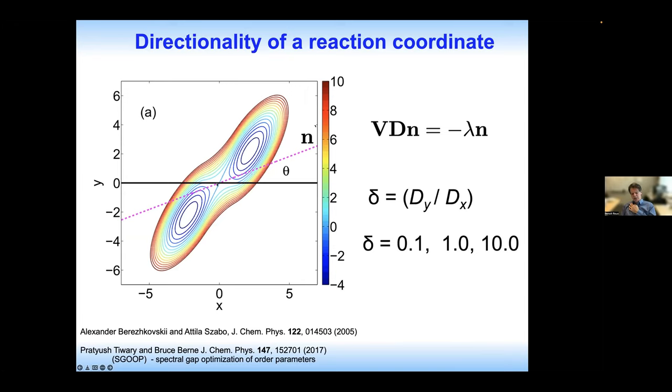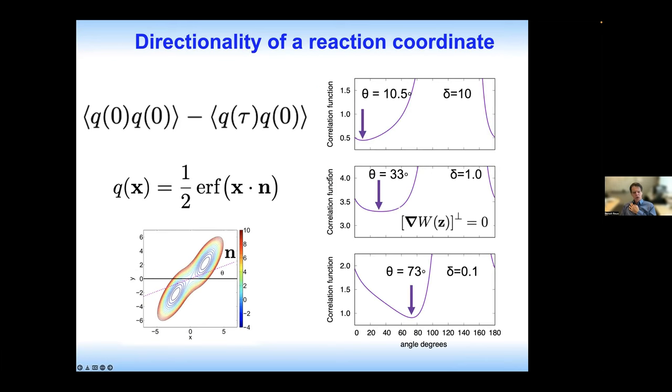When you do that, the direction of the committor in the region of the saddle point is changing. When delta is equal to 10, that means the diffusion coefficient along the y-axis is very fast. When delta is equal to 1, the diffusion coefficient is the same in both directions. And when delta is 0.1, the diffusion coefficient along x is faster. Every time you do that, the best pathway across the saddle point changes its angle theta. This is the correlation function, and you can see the minimum of the correlation function is really changing the direction of the path.